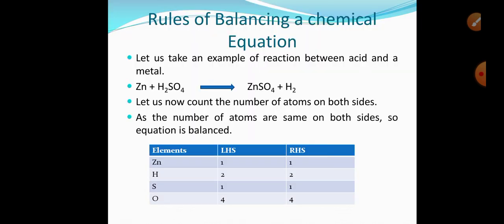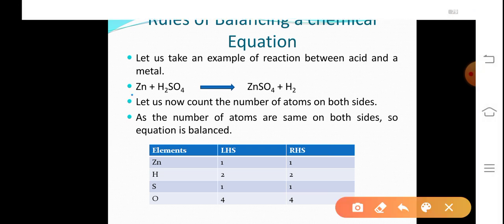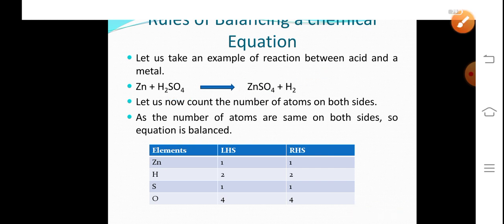So, what are the rules of balancing a chemical equation? Let us take an example of reaction between acid and a metal. Here, zinc is a metal and H2SO4 is an acid. Whenever metal reacts with an acid, it forms metal salt, that is zinc sulfate, and releases hydrogen. So we have to see whether the given equation is balanced or not.